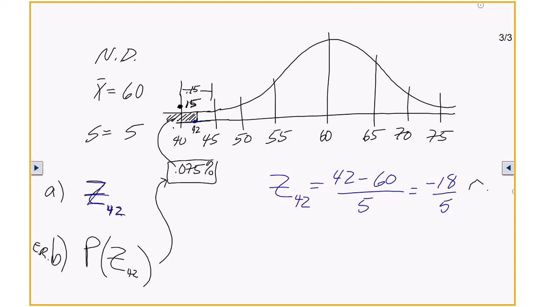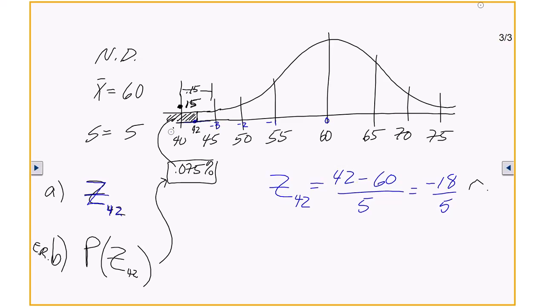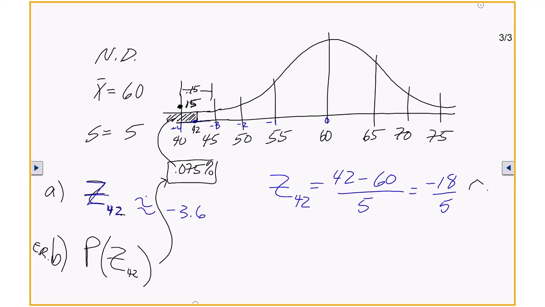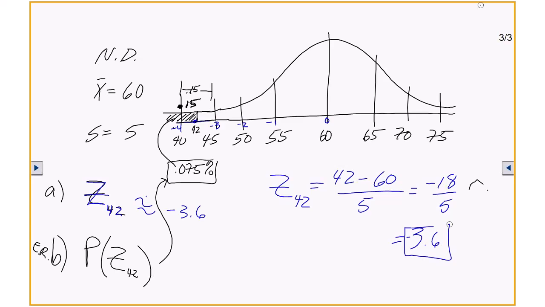Now let's look at this. This is 0, this is negative 1, negative 2, negative 3, negative 4. Our point is past negative 3.5, so I'm going to say approximately negative 3.6. Okay, so somebody take 5 and divide it into 18 for me. 3.6. Negative 3.6. This is a miracle.